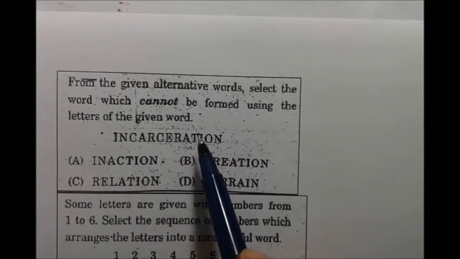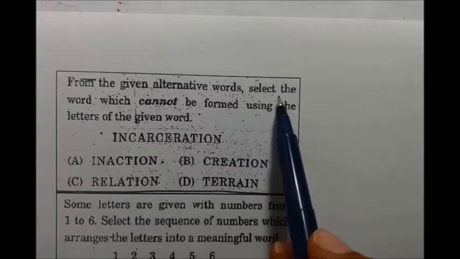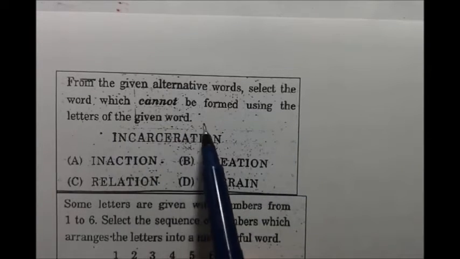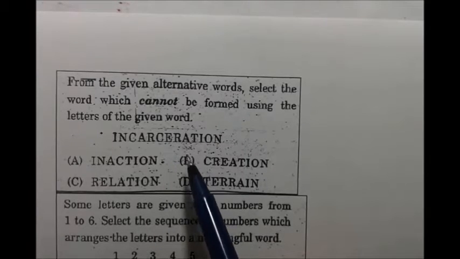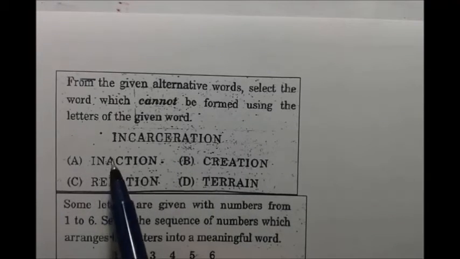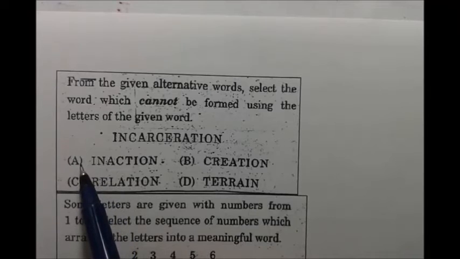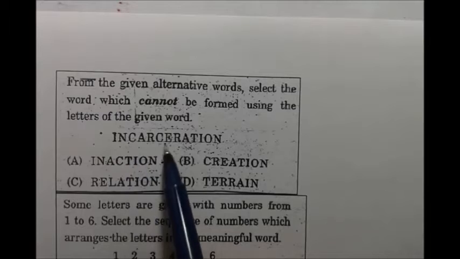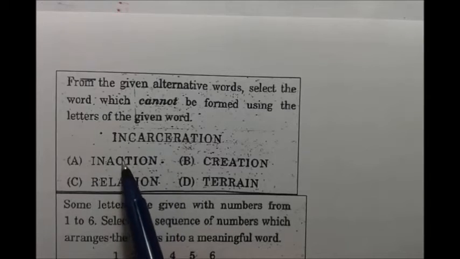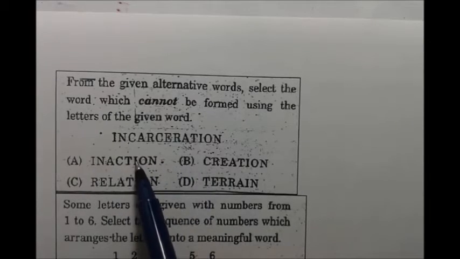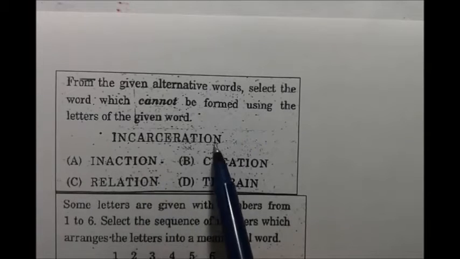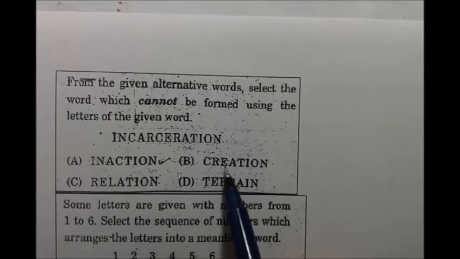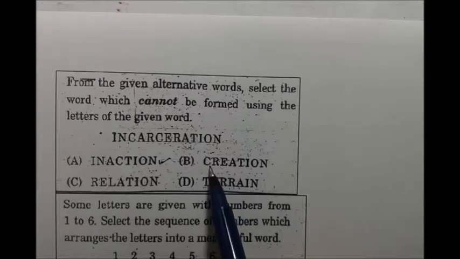Now solve this question. From the given alternative words, select the word which can't be formed using the letters of the given word. To solve such questions, first go with the options. If I go with option A, I is there in the given word, N is also there, A is also there, C is also there, T is also there, I is also there, O is also there, and N is also there. So this is right.